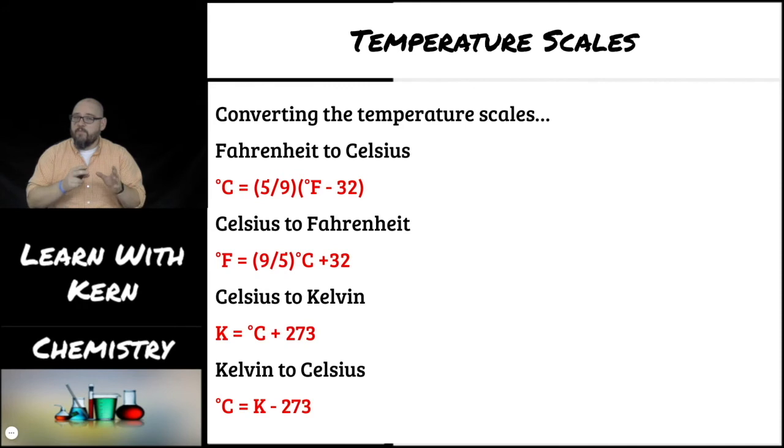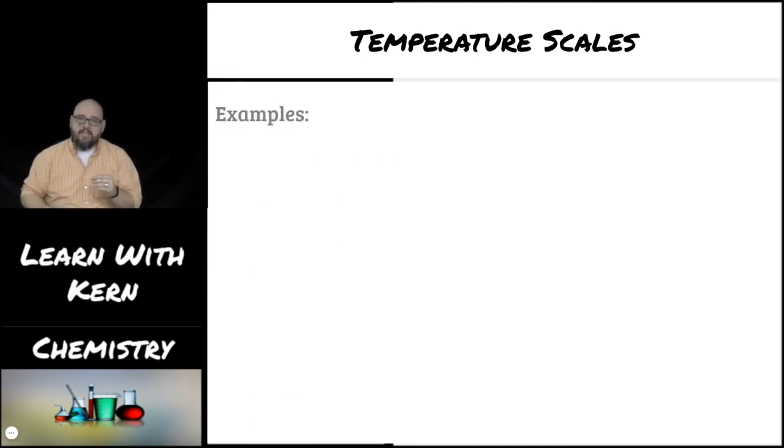Now, if I want to go from Fahrenheit to Kelvin, I'm going to have to go from Fahrenheit to Celsius first, and then Celsius to Kelvin. Or if I want to go from Kelvin to Fahrenheit, I go from Kelvin to Celsius first, and then from Celsius to Fahrenheit, because there's not really an easy calculation relating Kelvin and Fahrenheit. So it's best to go to Celsius first and then to Fahrenheit, or go from Fahrenheit to Celsius and then to Kelvin if you need to make that kind of conversion. So now let's get into doing some examples of these temperature conversions.